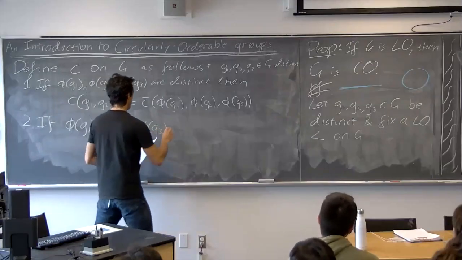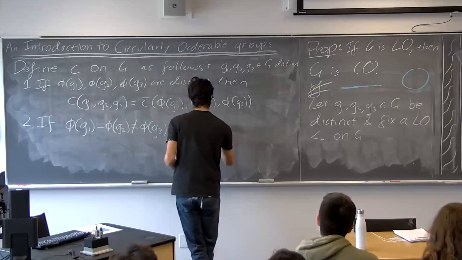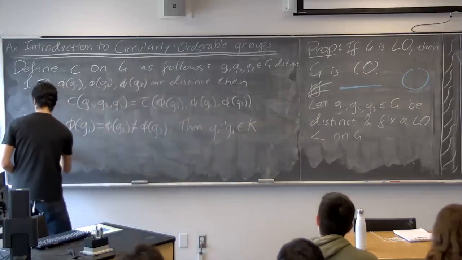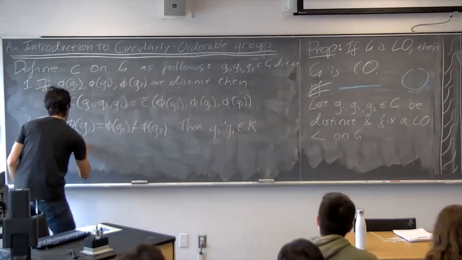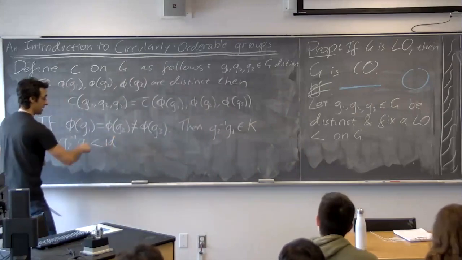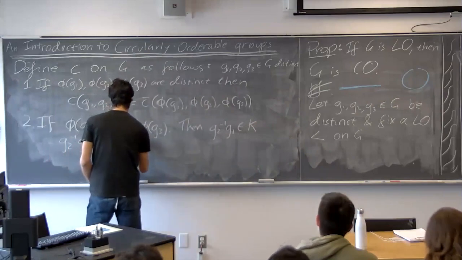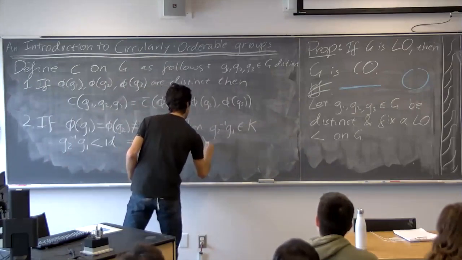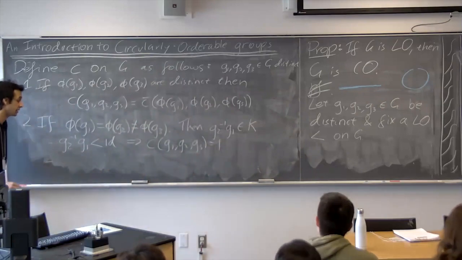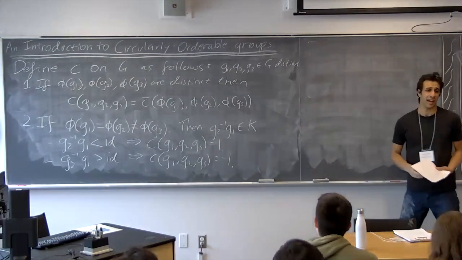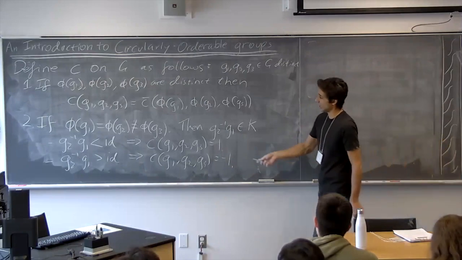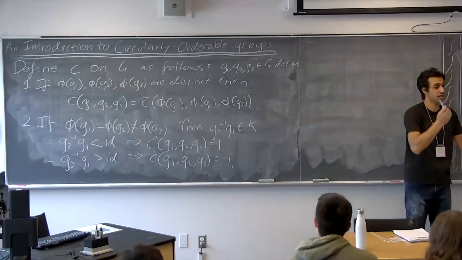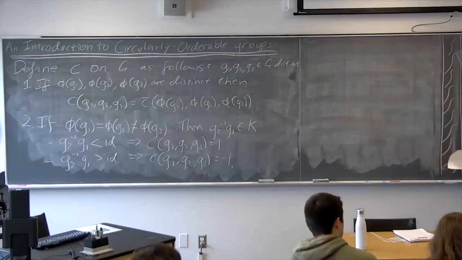All right. So then G2 inverse G1 is in K, and you split it up into two cases. If G2 inverse G1 is less than the identity in K, then you define C of G1, G2, G3 equals one. And if it's bigger, the opposite. Every other case where two of them coincide under phi is just a permutation of this case. So you can use the sign of the permutation to recover whatever C has to be here.